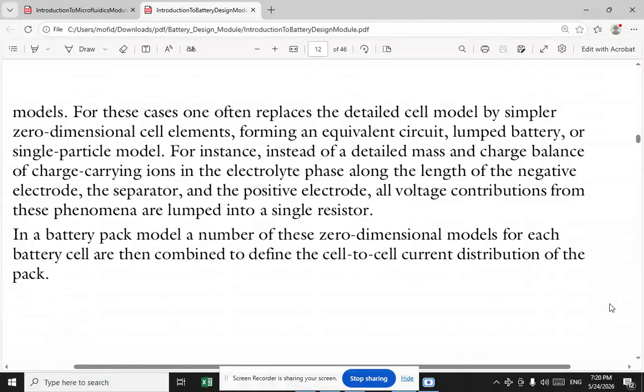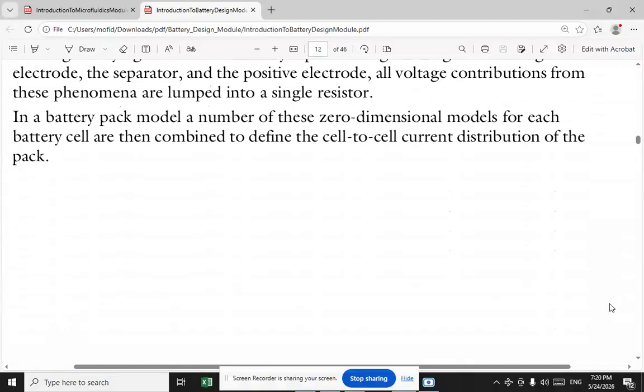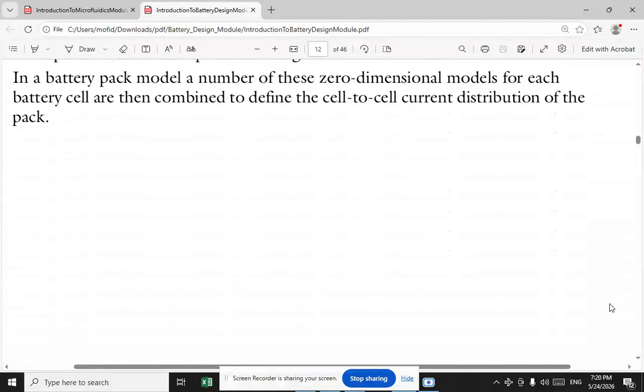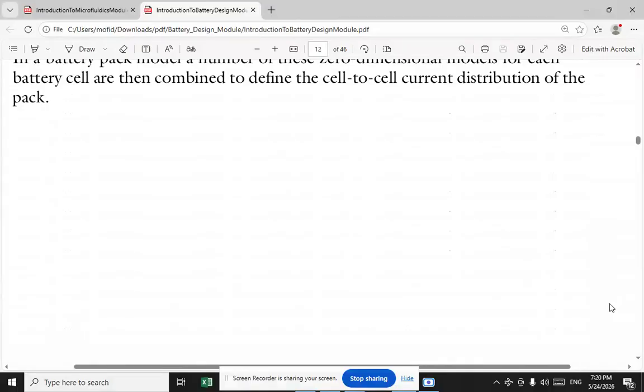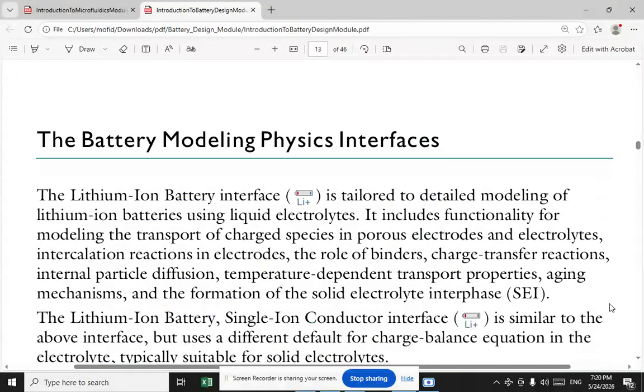For instance, instead of a detailed mass and charge balance of charge carrying ions in the electrolyte phase along the length of the negative electrode, separator, and the positive electrode, all voltage contributions from these phenomena are lumped into a single resistor. In a battery pack model, a number of these zero-dimensional models for each battery cell are then combined to define the cell-to-cell current distribution of the pack.